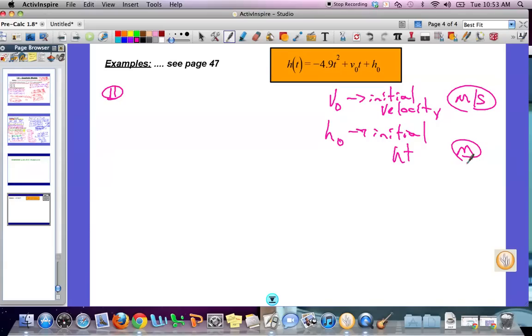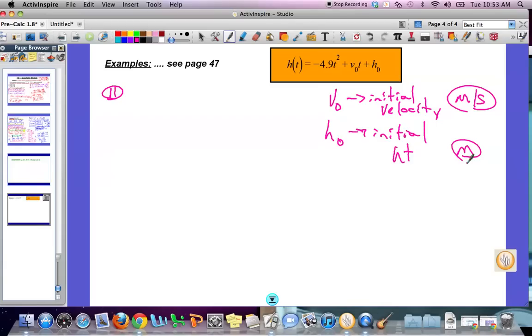Things speed up as they fall, at a rate of 9.8 meters per second squared. So they speed up as they drop. 4.9 is half of 9.8, by the way. But we're not here to talk about that right now. We're just here to apply this formula.